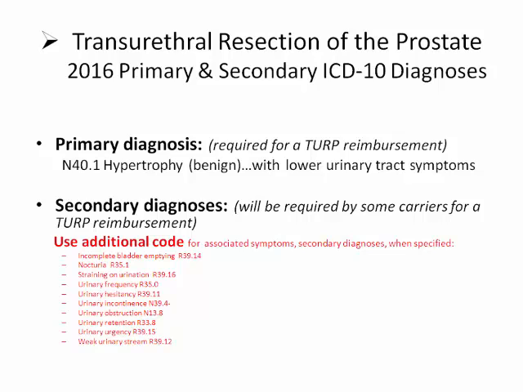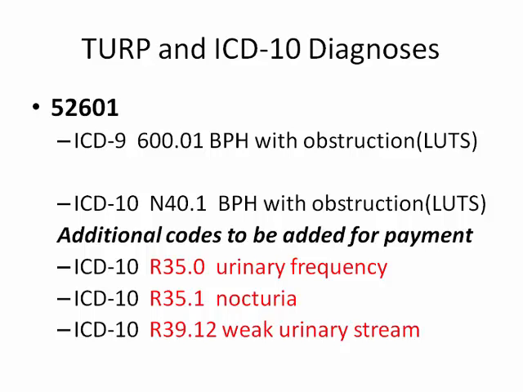and this coding diagnostic may require a second diagnosis, which may or will be required by some carriers for a TURP reimbursement. If you don't have secondary diagnoses, which would be an additional code or codes for associated symptoms, some carriers may not pay you if you do not have this secondary diagnosis for a TURP. Let's look at page 4.